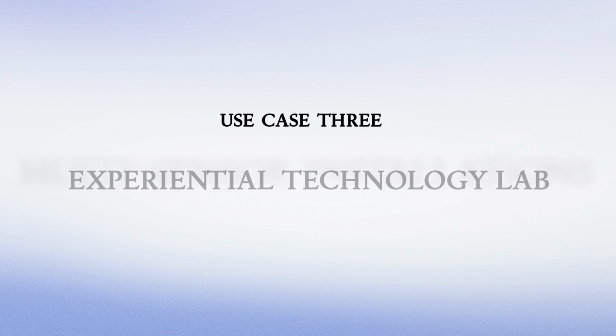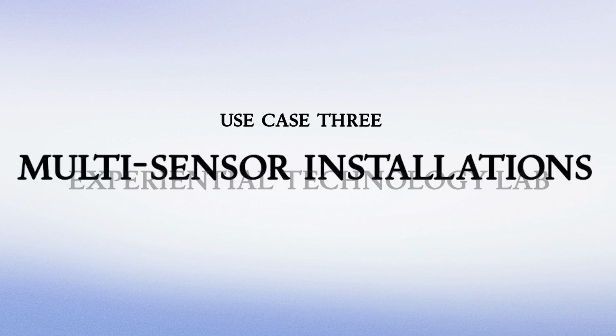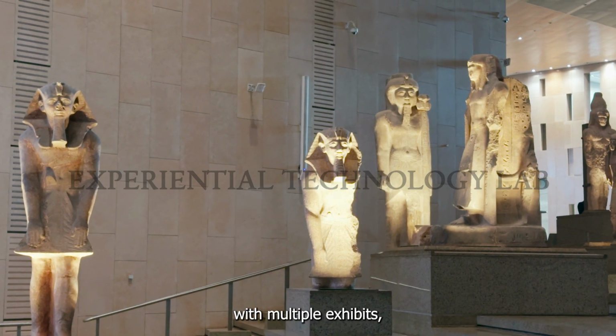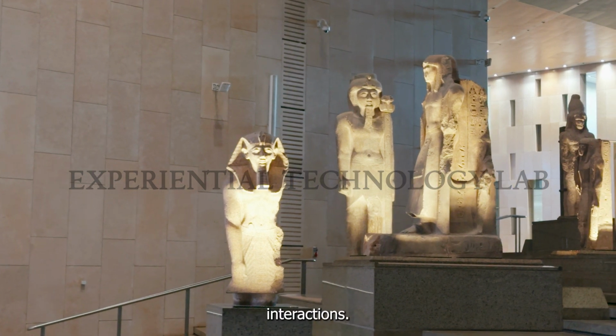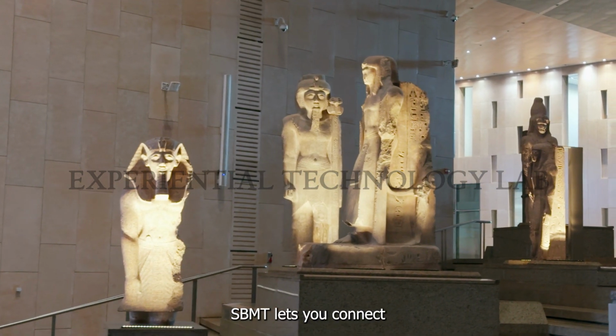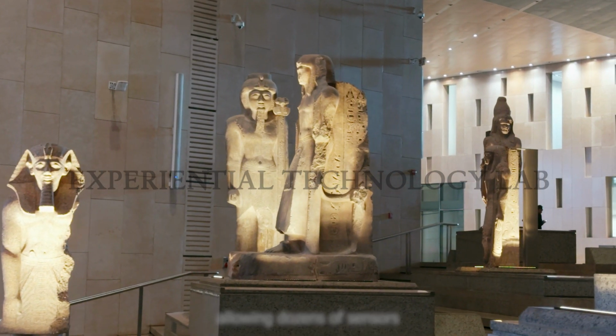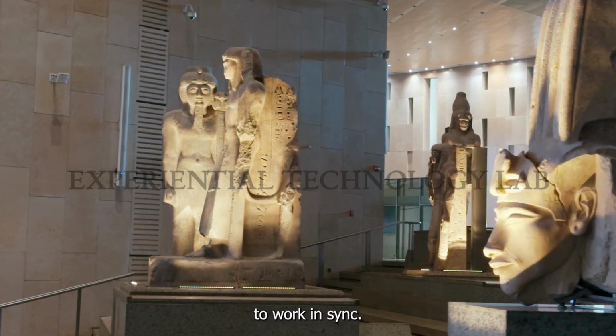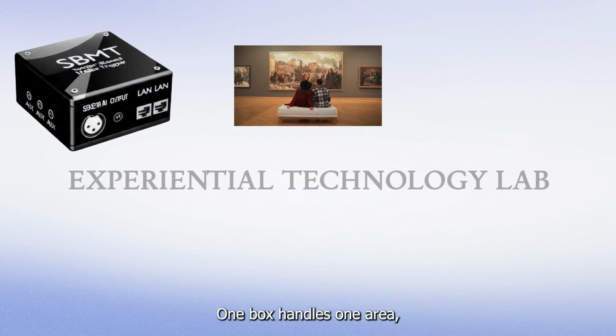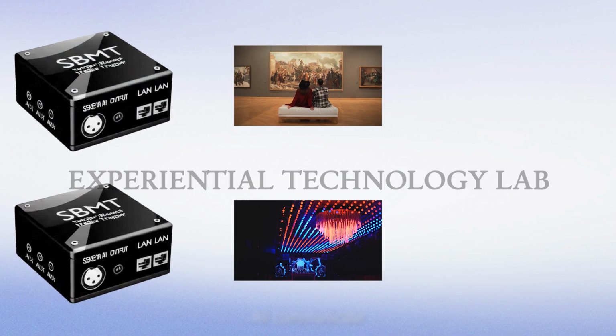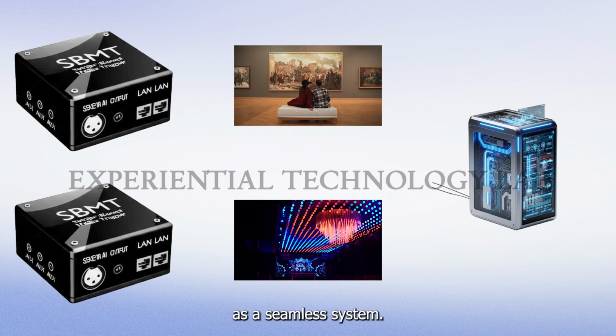Use case 3. Multi-sensor installations. In a museum with multiple exhibits, each zone needs different interactions. SBMT lets you connect multiple boxes together, allowing dozens of sensors to work in sync. One box handles one area, another handles the next, all communicating as a seamless system.